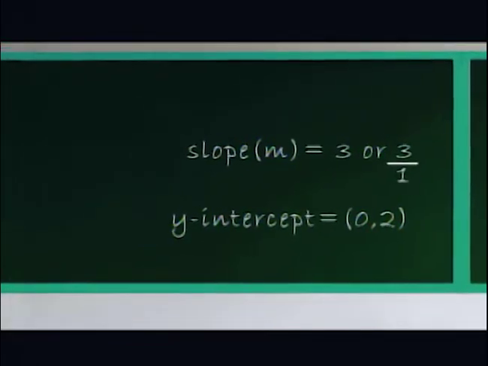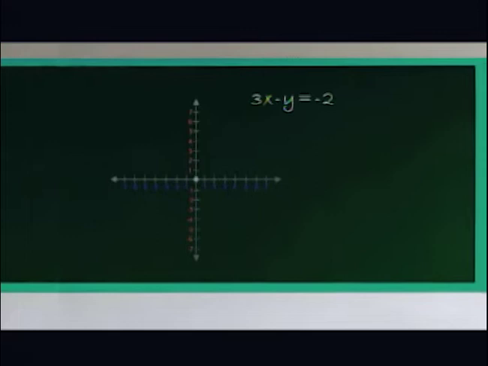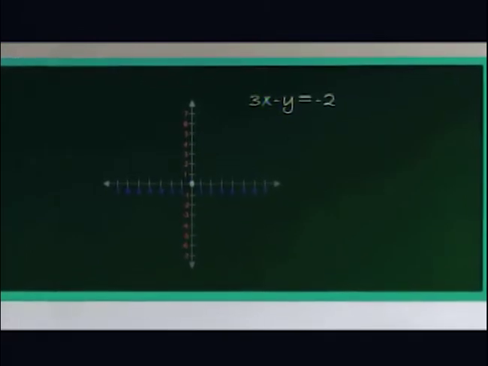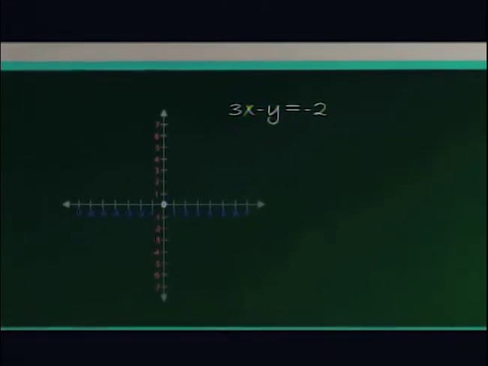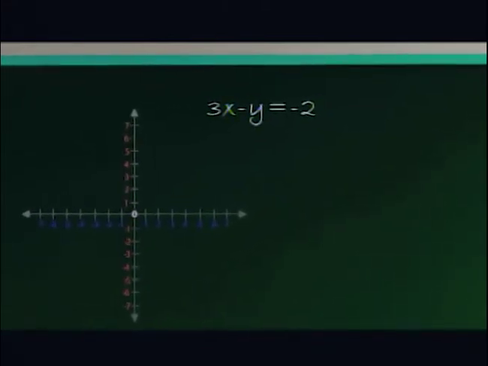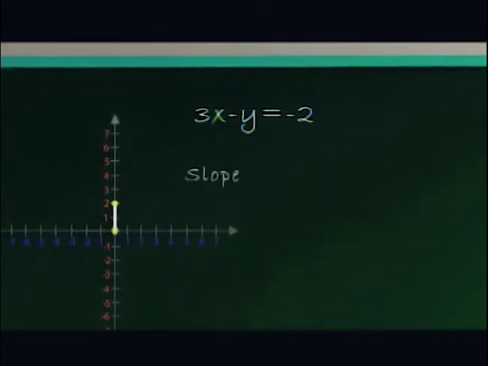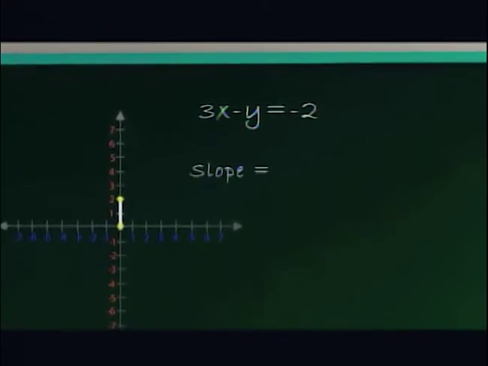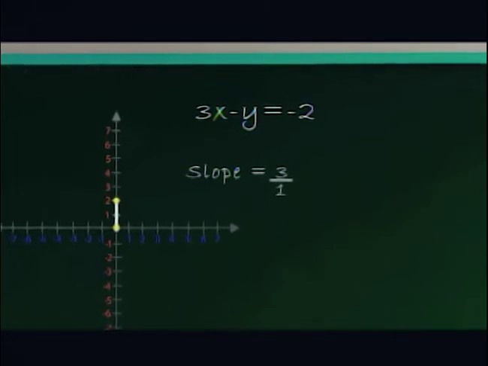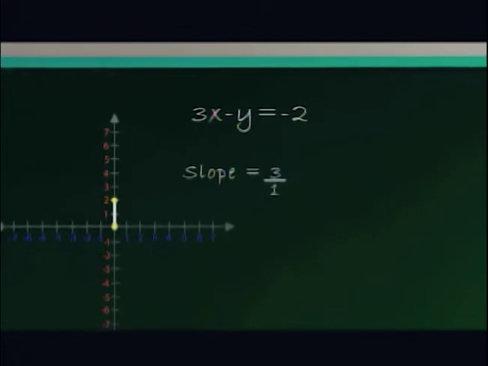Ngayon na alam na natin ang slope at ang y-intercept, pwede na natin i-graph ang linear equation na 3x minus y equals negative 2. Firstly, let's plot the y-intercept (0, 2). Then using the slope, we locate the next point on the line. The slope is 3 over 1, which means that our line rises 3 units and runs 1 unit.